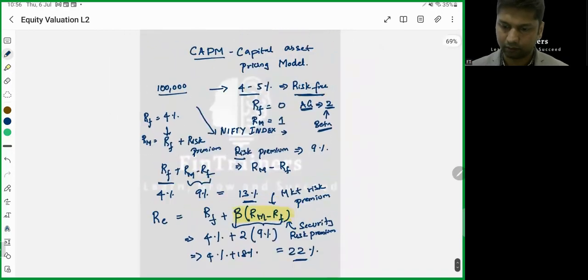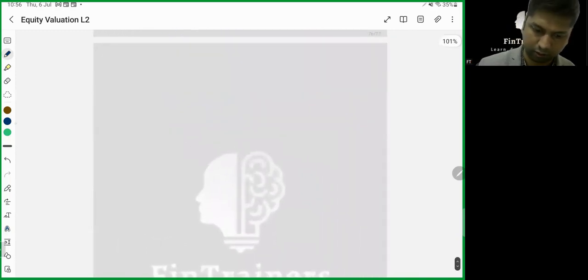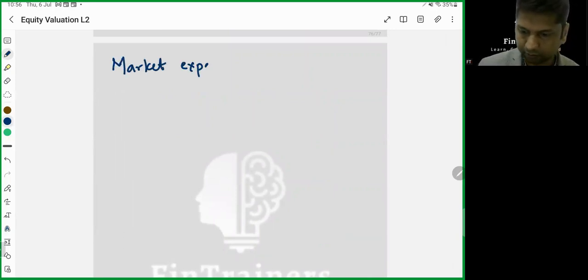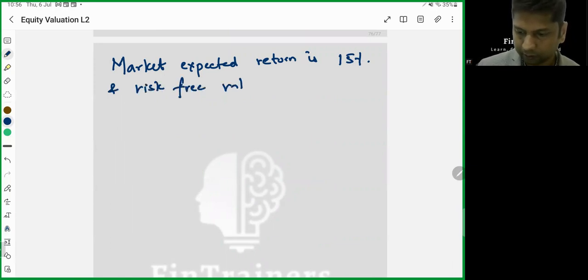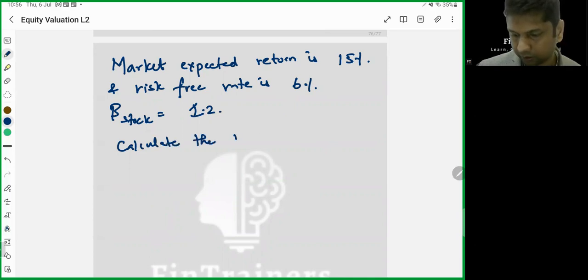So maybe we can solve one short problem. If the market expected return is 15%, the risk-free rate is 6%, and the beta of a stock is 1.2, calculate the return required on the stock.